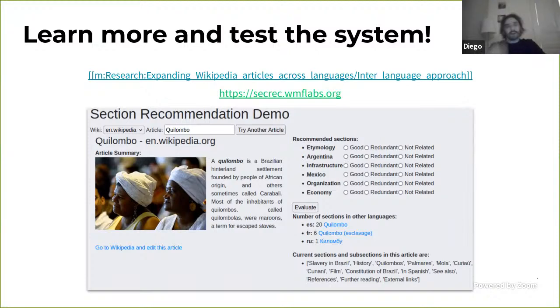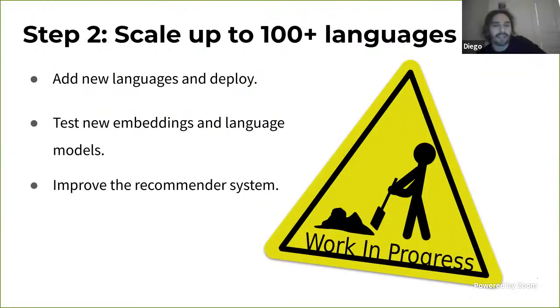But what we're doing now, that is in the next slide, is trying to scale this up to more languages. So this prototype was developed for 6 languages, and now the language team wants to deploy this for production. So what we have until now is just this prototype. And the idea will be to scale up to at least 100 languages.